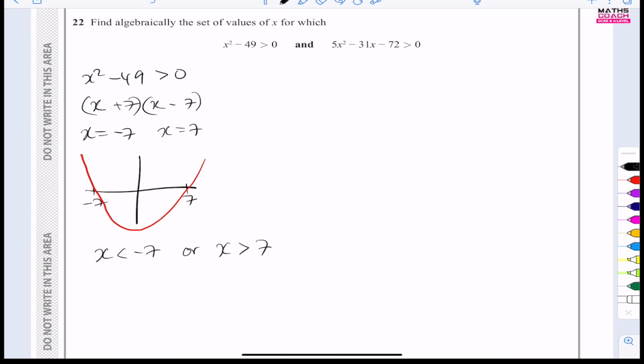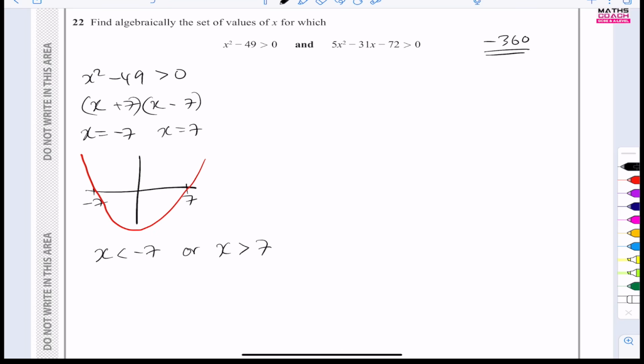Now let's focus on the second one. So 5x squared minus 31x minus 72. So we're going to factorize this. So you can use the AC method to do this. So you could do 5 times minus 72. Remember, it's a calculator paper as well. You can just multiply that like that.